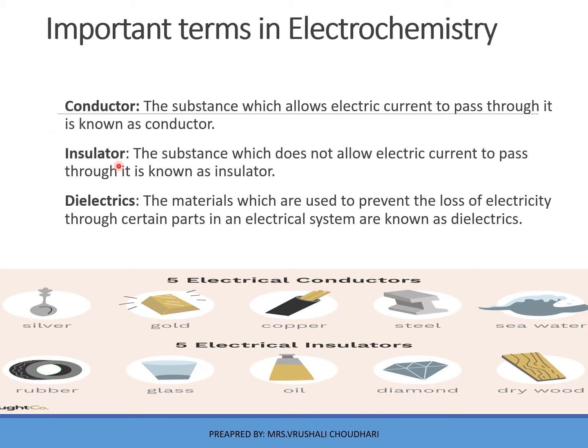Insulator: a substance which does not allow electric current to pass through it is called an insulator. Examples: rubber, glass, oil, diamond, dry wood. These are examples of insulating material. They specify dry wood because if that wooden surface becomes wet, some water will get deposited on it.